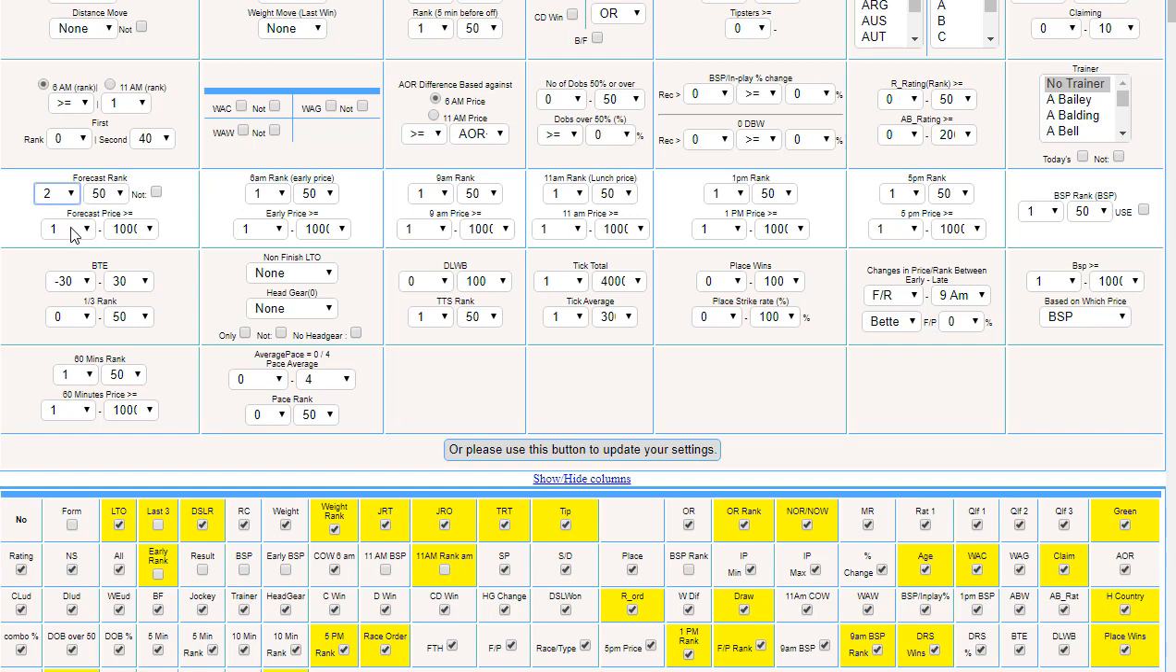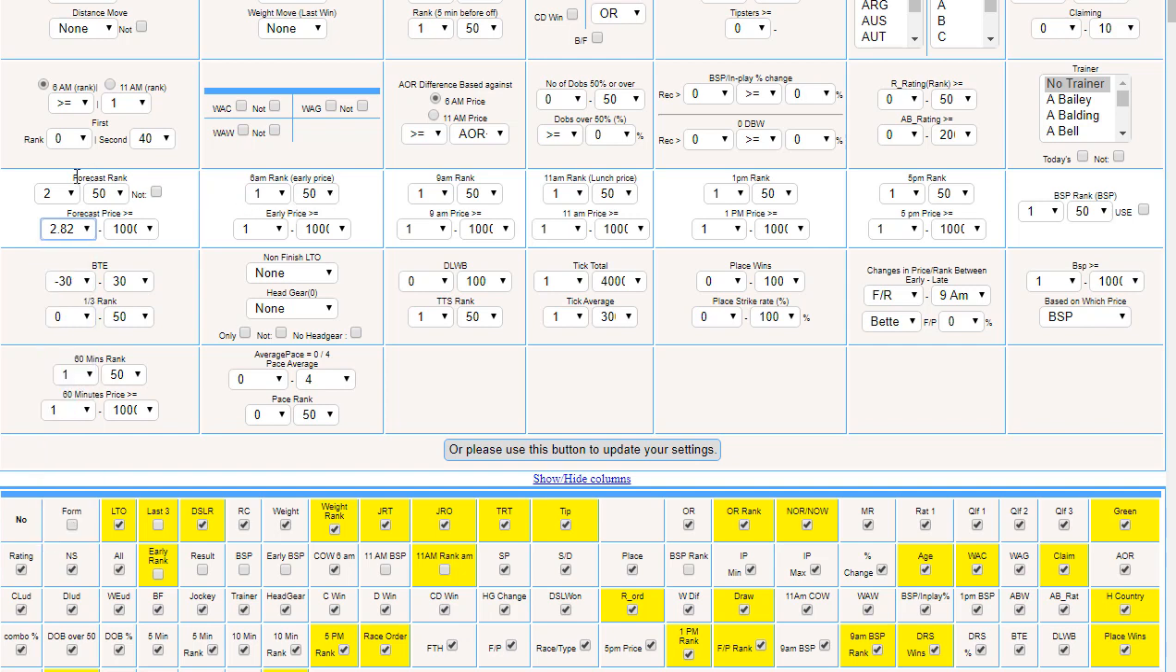Now, obviously, the forecast ranks have prices as well. Now, they don't generally have BSP prices, but everything in PR ratings is based on decimal prices. So if you're a bit unsure, then take one off the price to get the actual accurate price of the day.